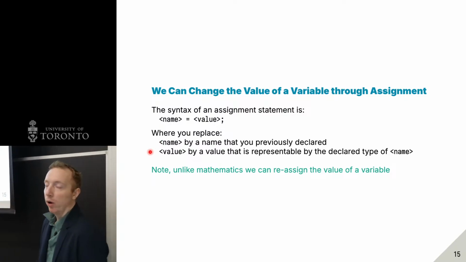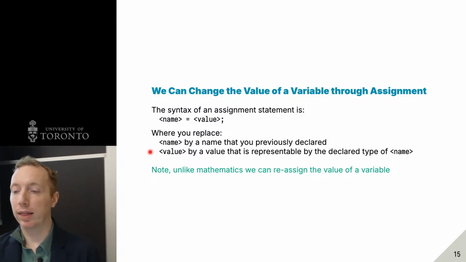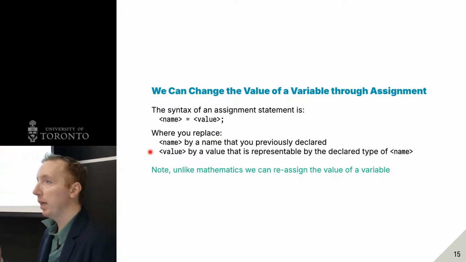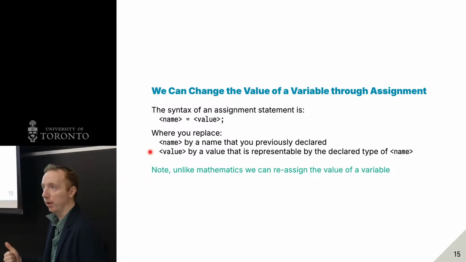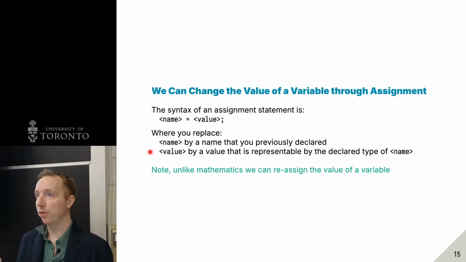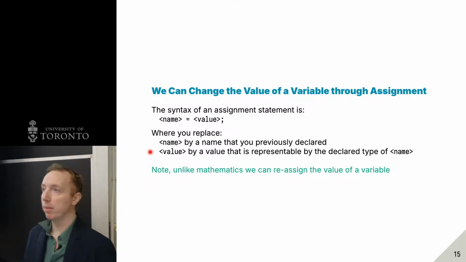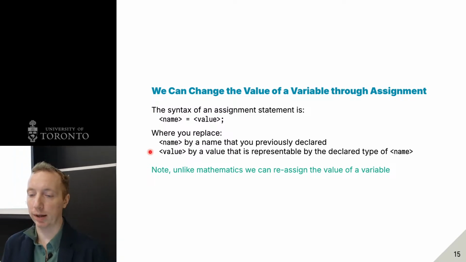And then on the other side of the equals is just that value, and that needs to be a value represented by the declared type of name. So in this case, if we assign something to x, x is an integer, so we have to assign a number to it. We can't just start assigning "hello" to it or something like that.